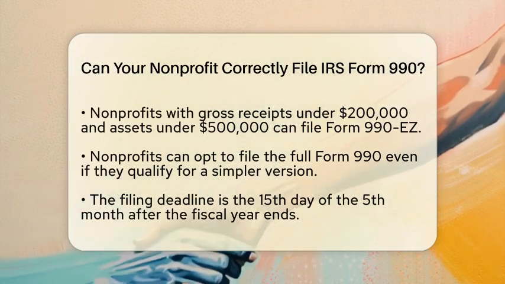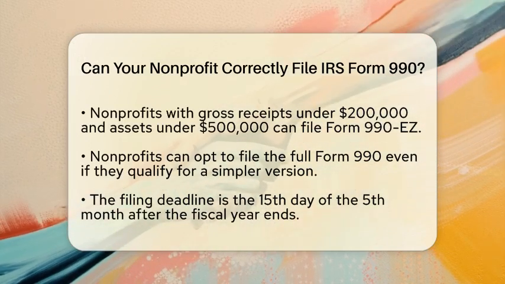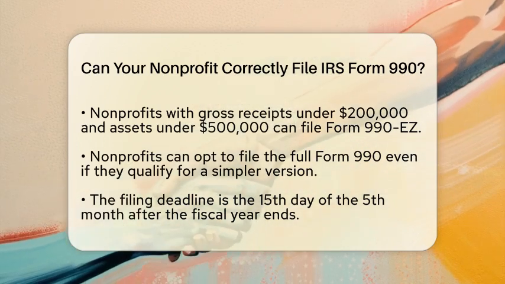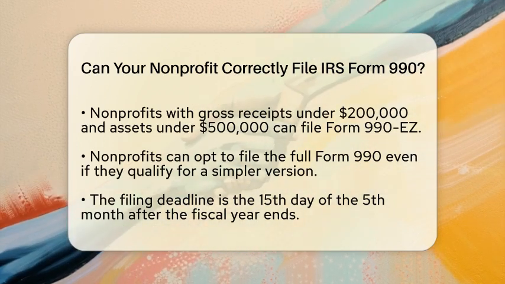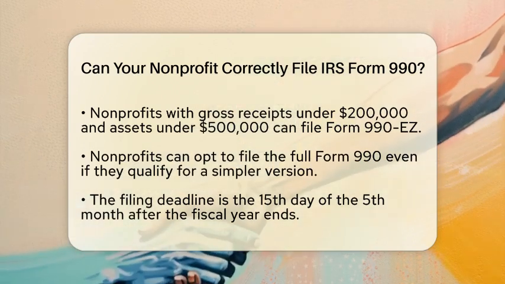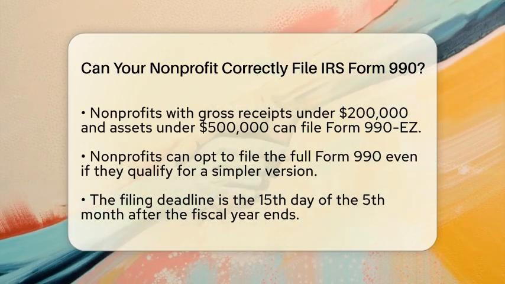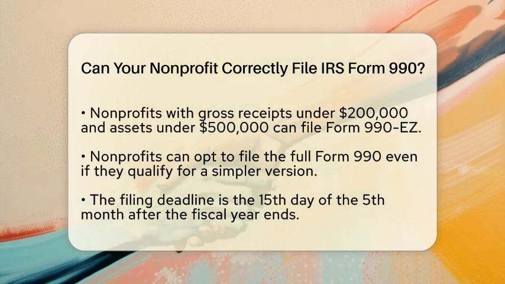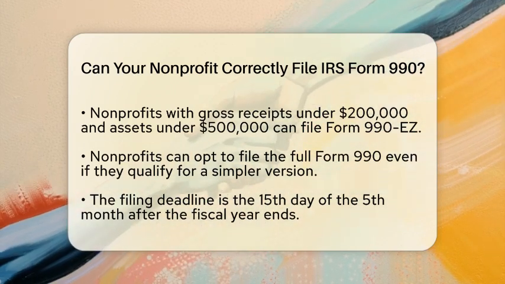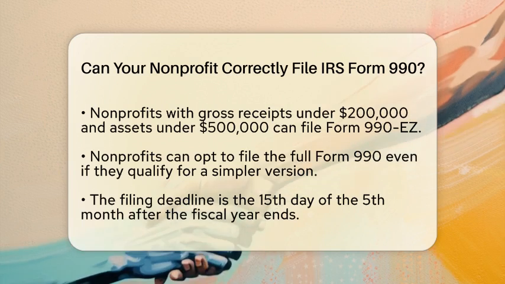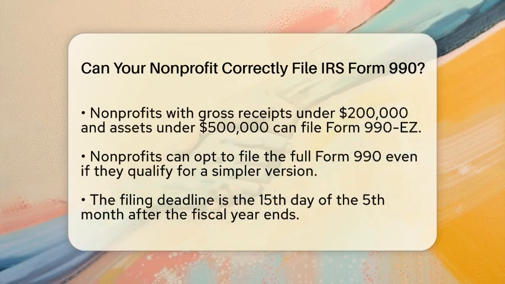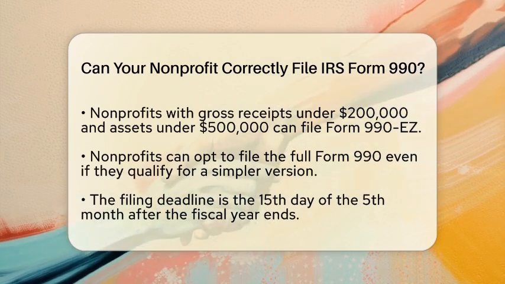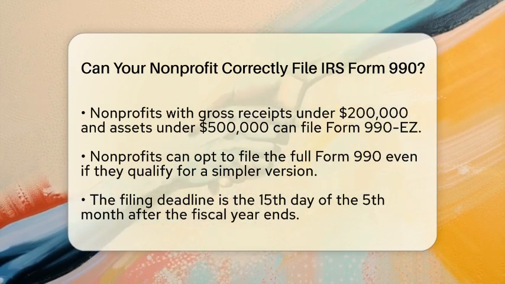For smaller nonprofits, if your gross receipts are normally $50,000 or less, you can file the simpler Form 990N, also known as the e-postcard. This version is submitted electronically and has fewer reporting requirements. If your organization has gross receipts under $200,000 and assets under $500,000, you can file Form 990S, which is a shorter version of the full Form 990. You can also choose to file the full Form 990 if you prefer.